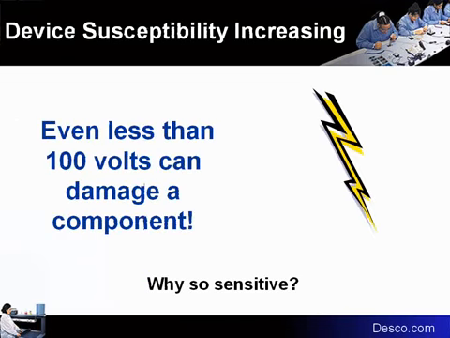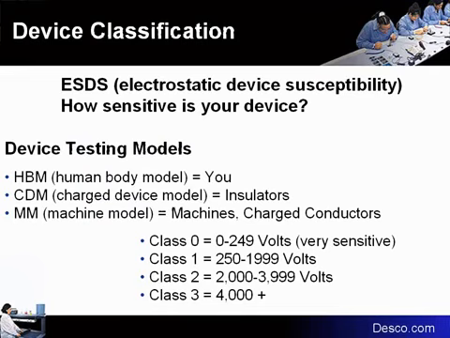In today's electronics, even less than 100 volts can damage a component. We have some that are now as low as 10 static volts sensitivity. So one of the reasons people ask is, why so sensitive? As devices have gotten smaller and smaller, the gates and spacing dimensions have been reduced. Also the voltage to operate the components has been reduced to make smaller power supplies to drive the devices.